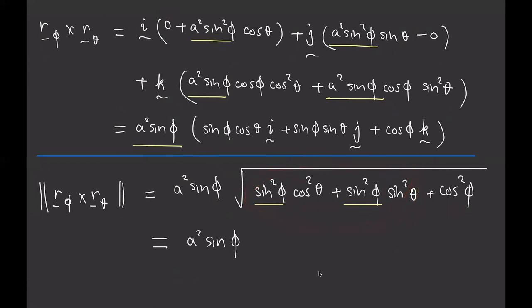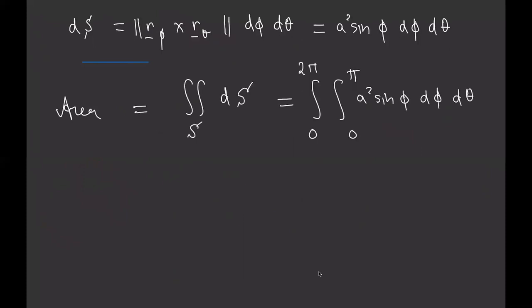Okay. But then what do I have? I have sine squared phi plus cosine squared phi. That's 1 as well. So everything inside the square root just becomes 1. So I'm left with a squared sine phi. So that's pretty nice. So the norm of this cross product between these two partial derivatives is a squared sine phi. The whole aim of this was to write down this surface area element. And so what I've discovered here is that this is a squared sine phi. Right. So ds is equal to that. Okay, so now we're in a great position to go ahead and do the calculation that we wanted.